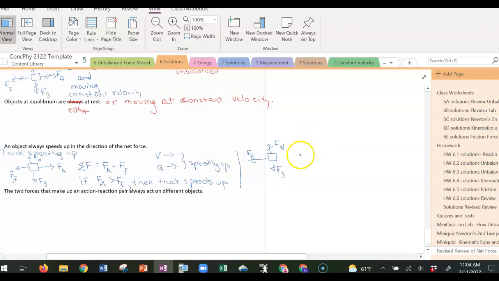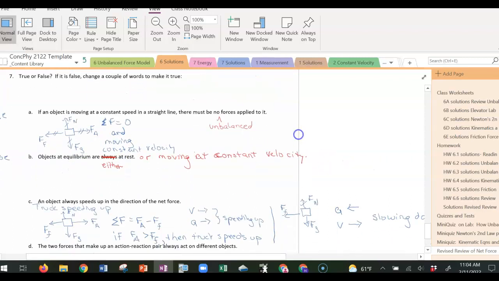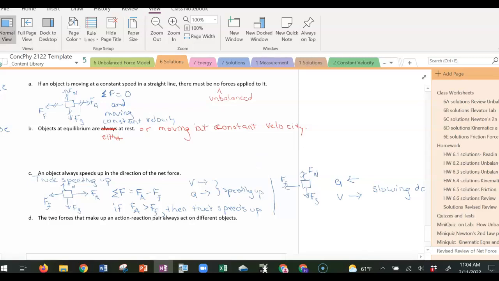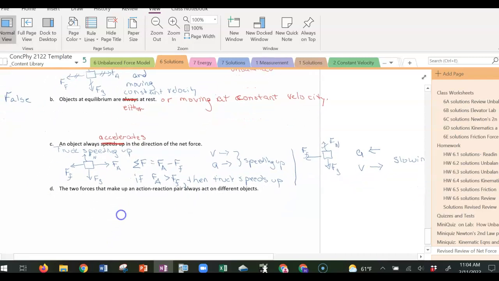So here there are unbalanced forces, right? The acceleration is to the left, even though the cart is moving to the right, and so it is slowing down. So acceleration is always in the direction of the net force, but that does not mean that it's always speeding up in the direction of the net force. So instead of saying speeds up, I would cross those words out and put accelerates. The direction of the acceleration is always the same as the direction of the net force.